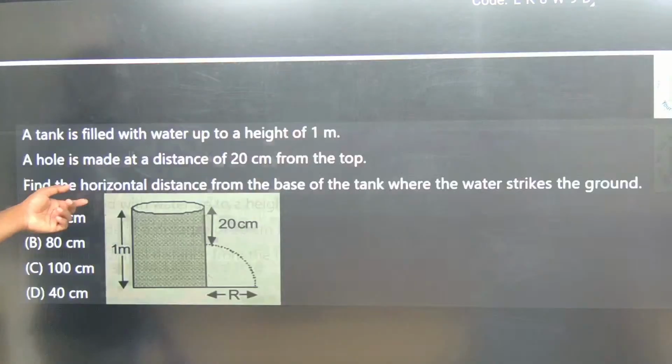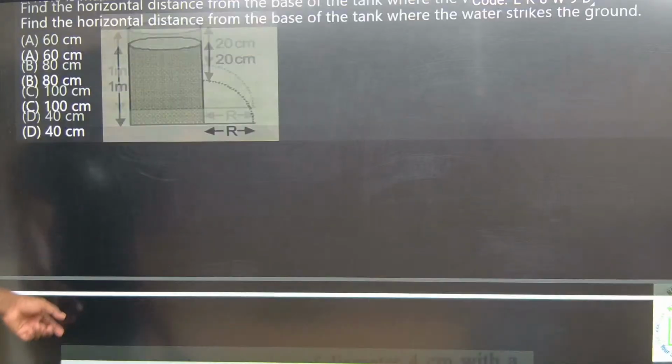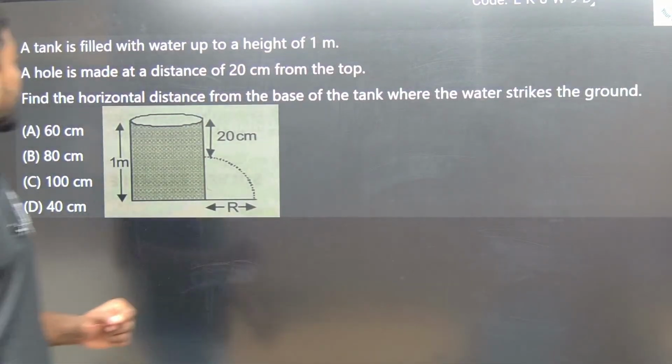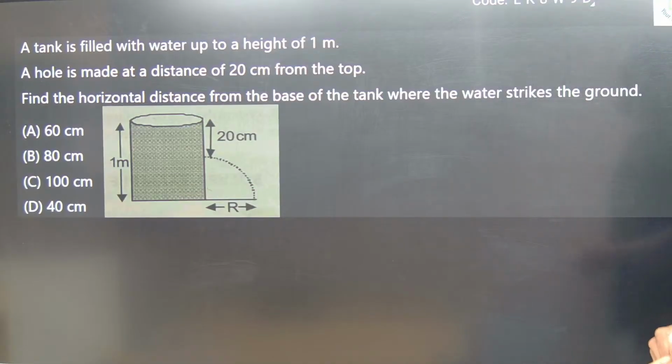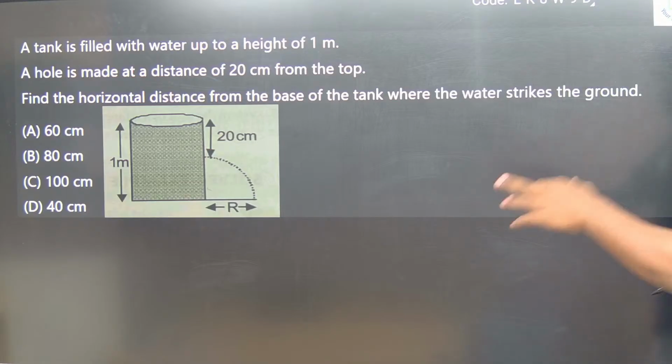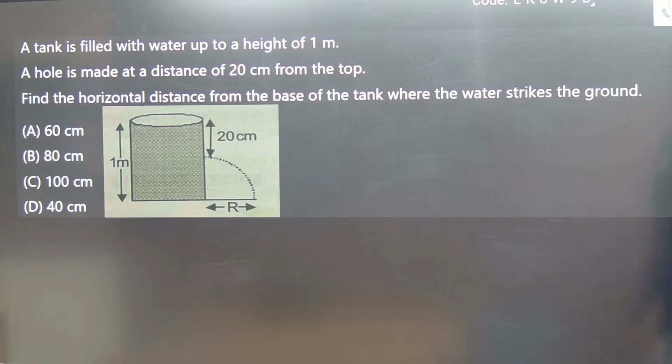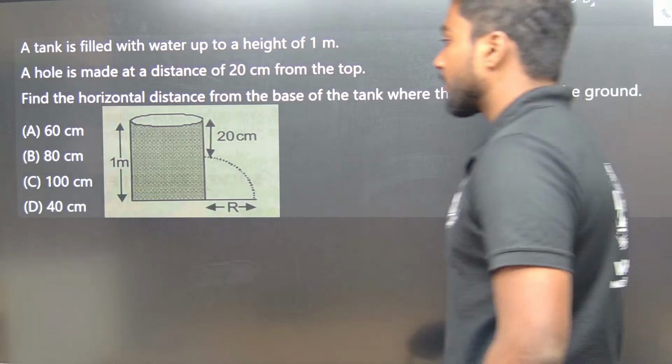So, next question. A tank is filled with water up to a height of 1 meter. A hole is made at a distance of 20 centimeter from the top. Find the horizontal distance from the base of the tank where the water strikes the ground. So I need to find the range, in the sense the distance.